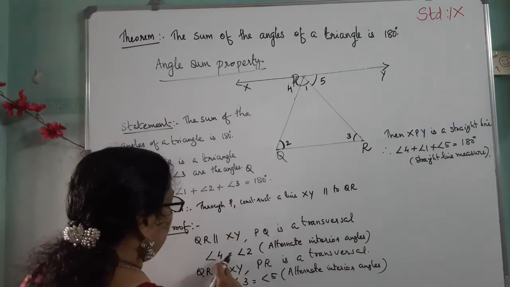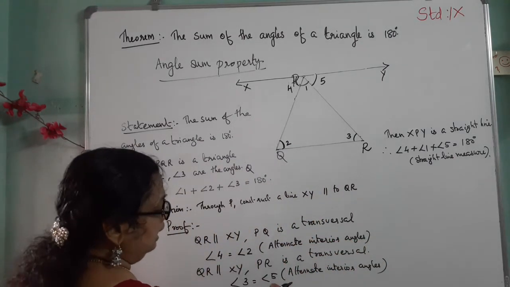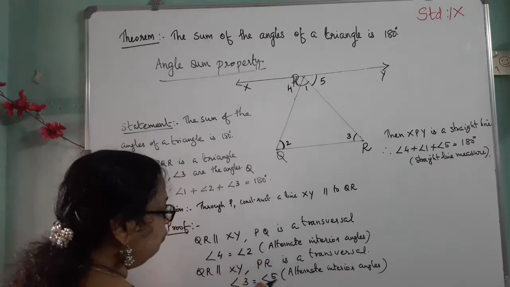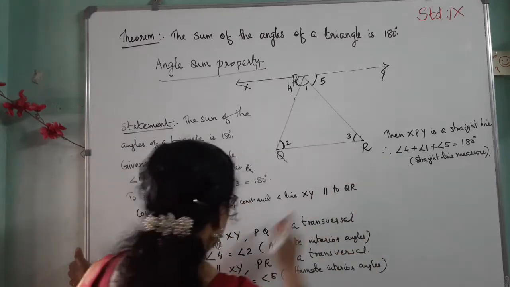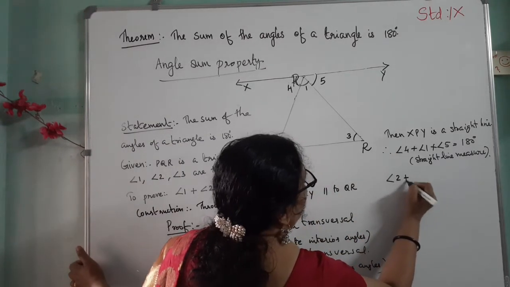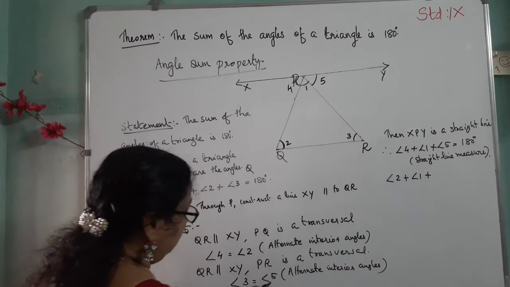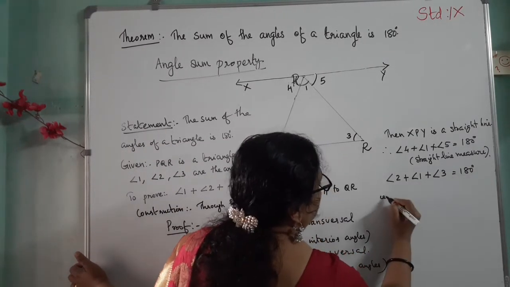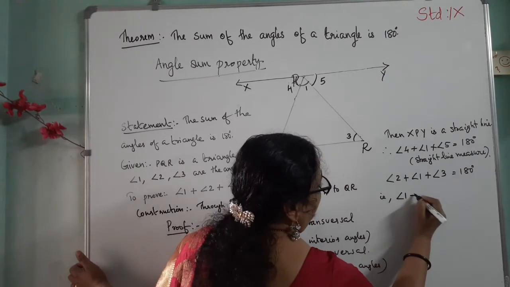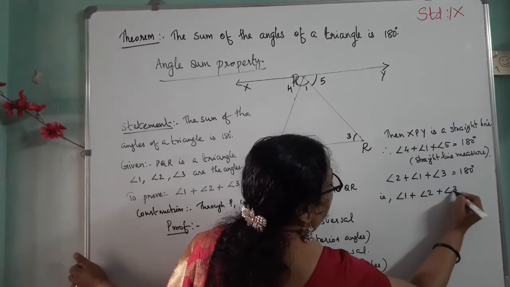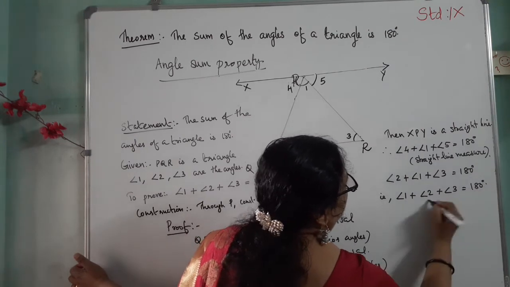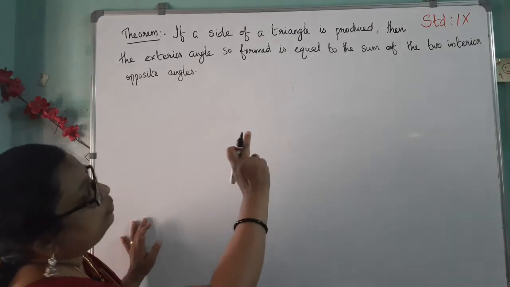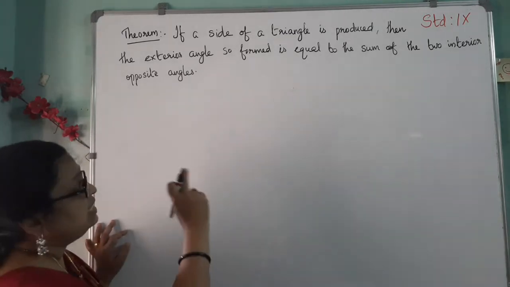But here angle 4 equals angle 2, and angle 3 equals angle 5. Instead of 4 we can write 2, instead of 5 we can write 3. That is, angle 2 plus angle 1 plus angle 3 equals 180 degrees. We can rearrange: angle 1 plus angle 2 plus angle 3 equals 180 degrees. Hence proved the theorem.